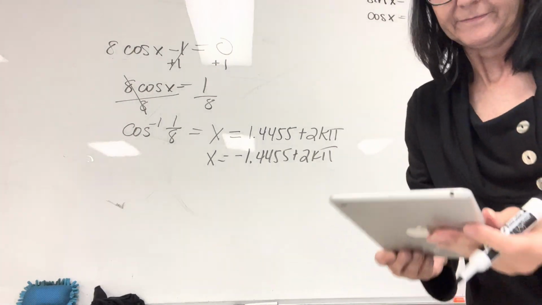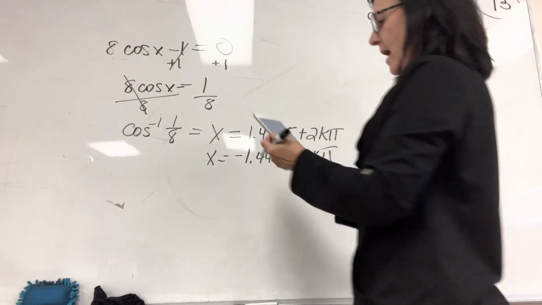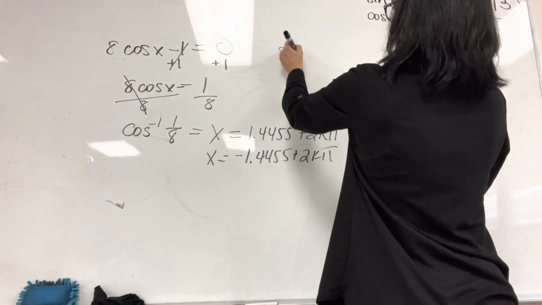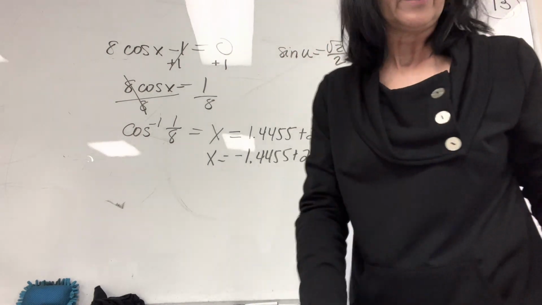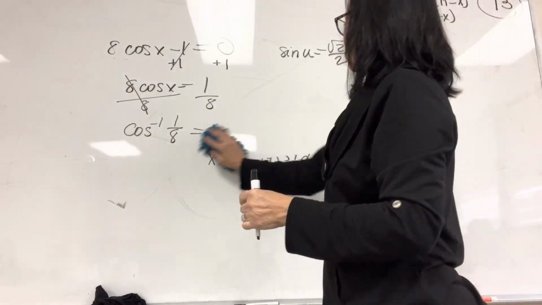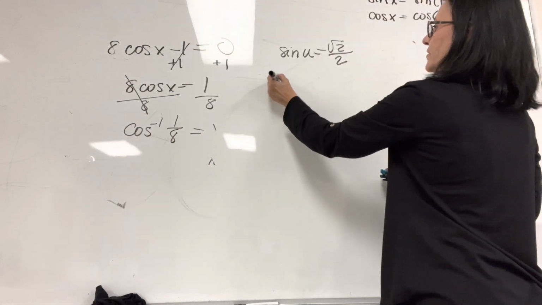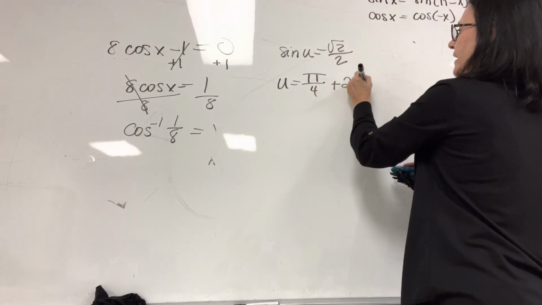Okay, we're going to do number 5. Look at it. The sine of u equals square root of 2 over 2. Is that on the unit circle? Yes. So what is u? Pi over 4. All right, so u is pi over 4 plus 2k pi.